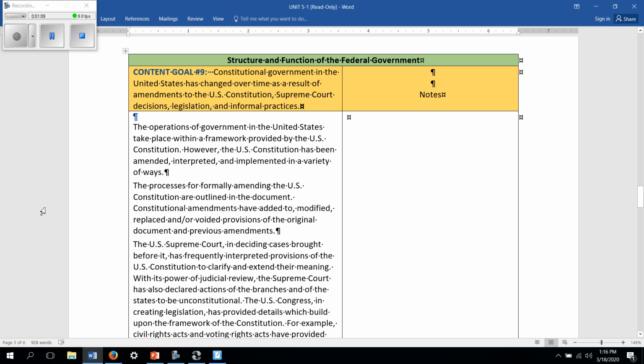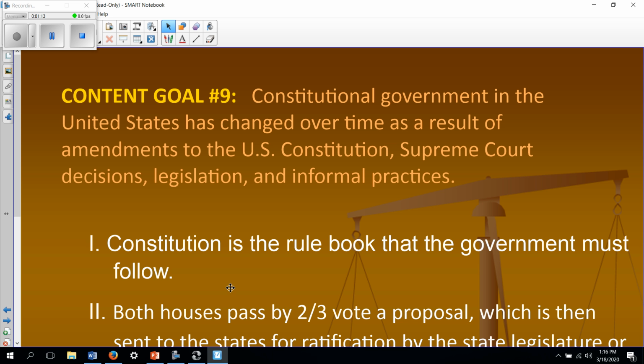I want you to understand, and I'm going to pull up the notes here real quick, that what we're talking about here, number one, is that the Constitution is the rule book that the federal government must follow. Even the state governments must follow it. Think of it as the government's handbook. You know, we have a student handbook. I have a staff handbook. This is their handbook. They have to follow the Constitution.